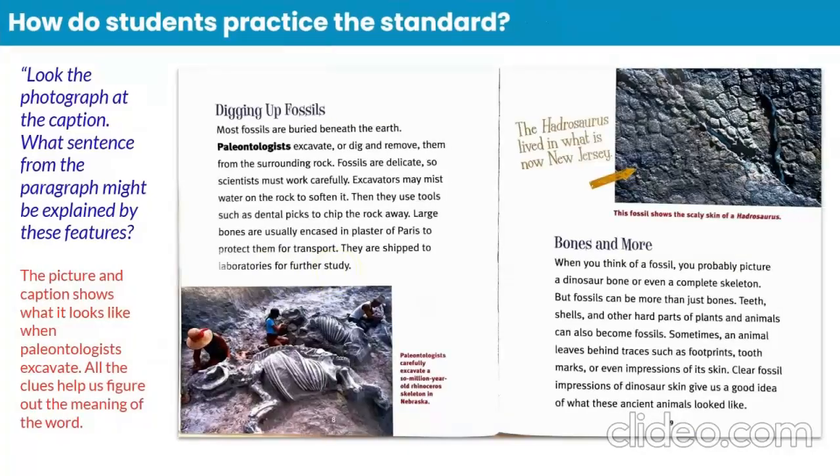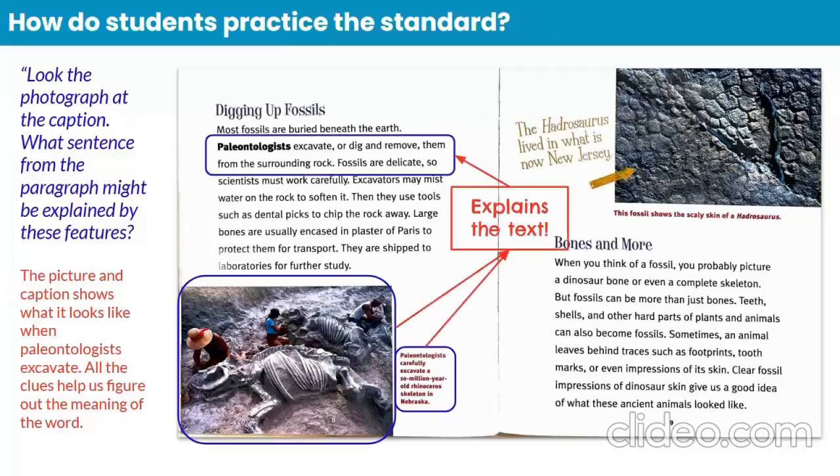Then you can ask what sentence from the paragraph might be explained by the caption and the photograph. This question pushes students to connect the text with the text features rather than think of them as isolated ideas. Your teach point here is, the picture and captions work with the text to help the reader understand what the author is trying to explain. Here, the picture and caption work with the text to help us understand what excavate means.